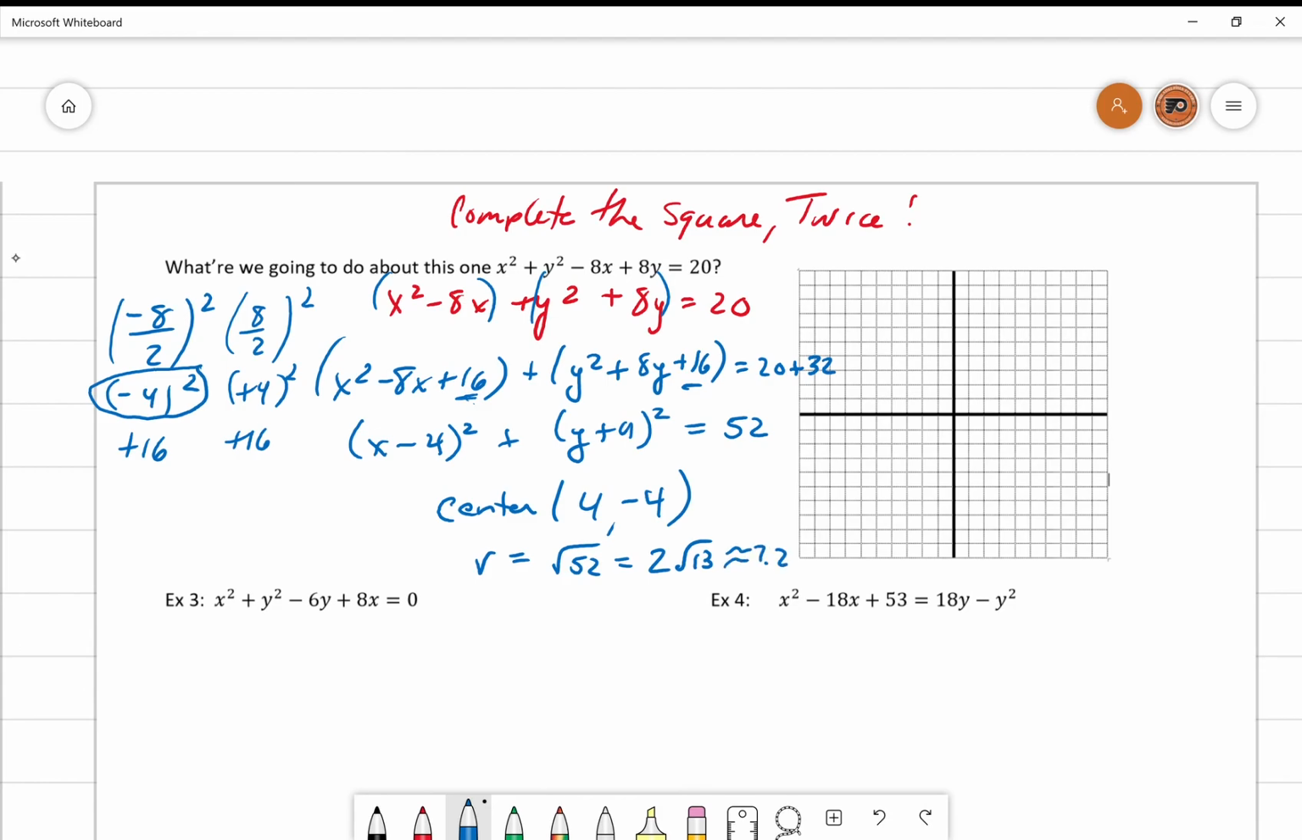So I go 4 and -4. I go 7.2 in each direction. 1, 2, 3, 4, 5, 6, 7.2 off the grid. I'm just showing you I can count still after going crazy for week 1. Connect the dots, we got our circle.